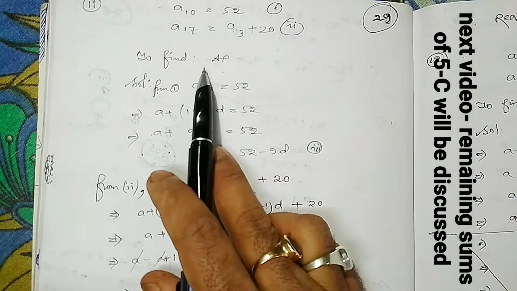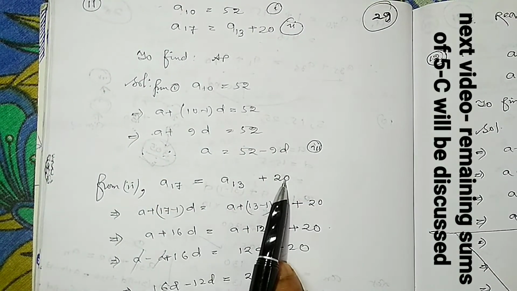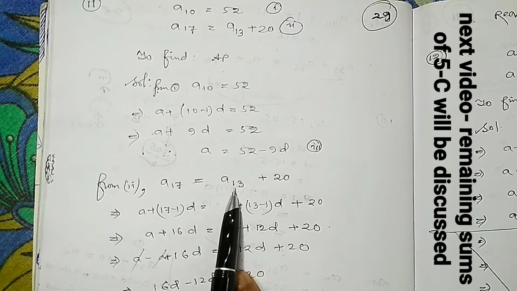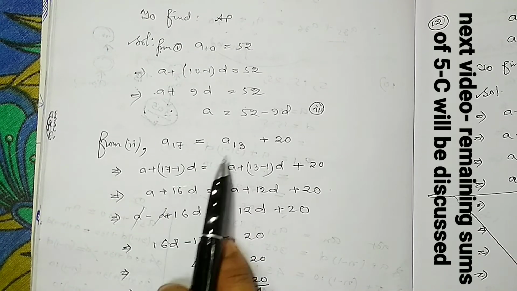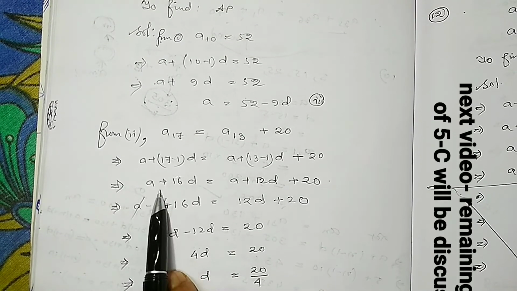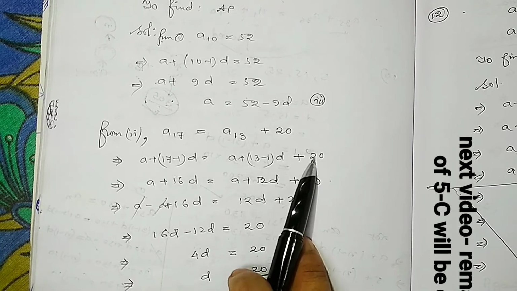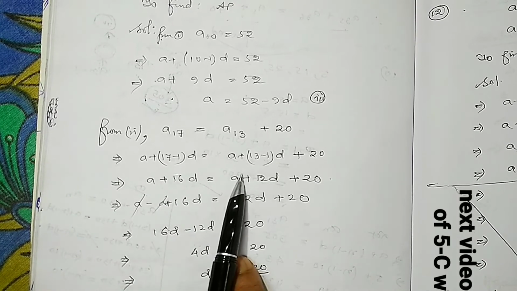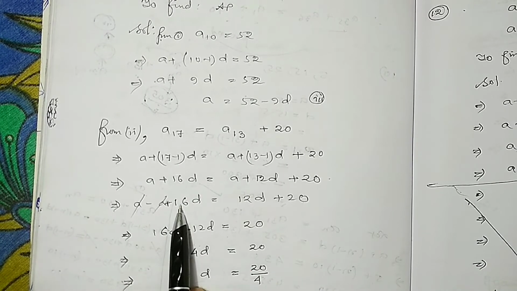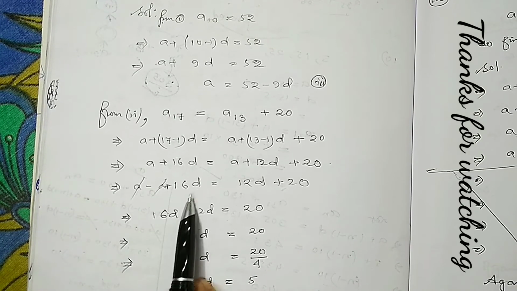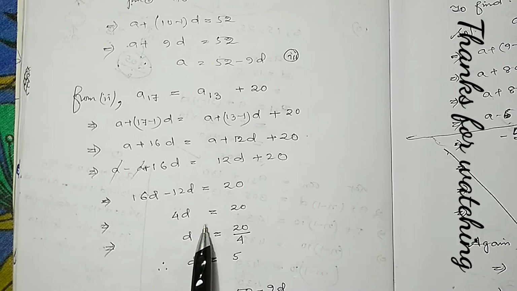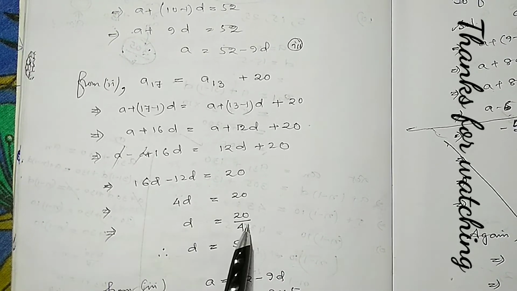Now in the second part it is given the 17th term is 20 more than the 13th term. A17, we know the formula. A13, we know the formula. A plus n minus 1 into D plus 20. A plus 16D equals A plus 12D plus 20. This A I have transferred, minus A plus 16D, 12D plus 20. A minus A cancelled. 16D minus 12D is 20. This minus this is 4D, 4D is 20, D will be 20 by 4, so D will be 5.